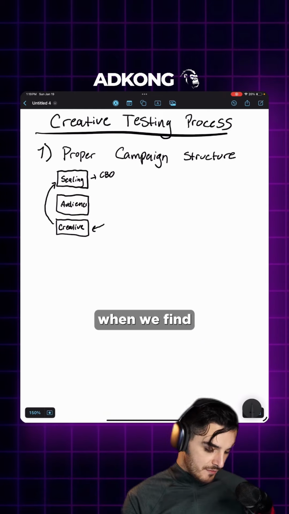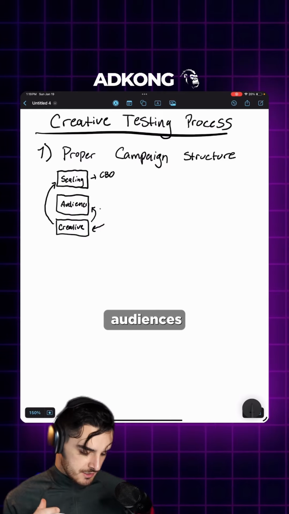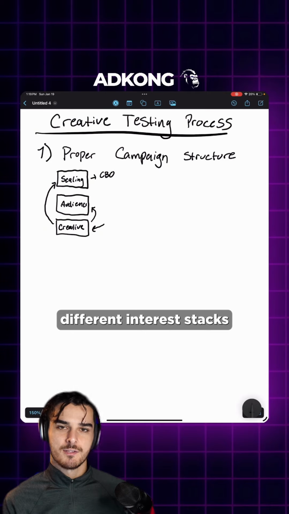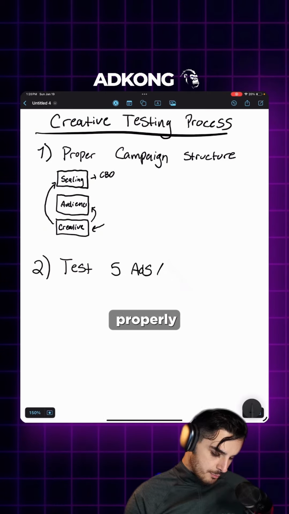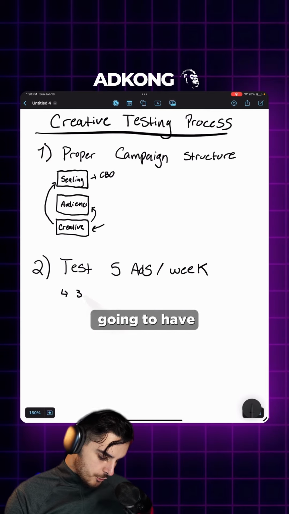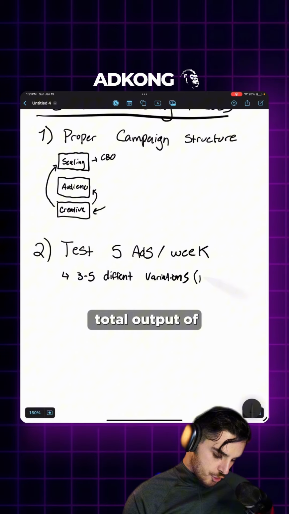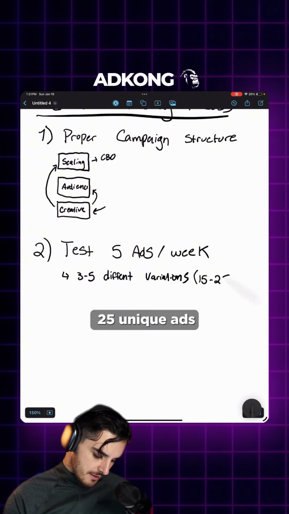Another thing we can also do is when we find a winning creative, we can push that into an audience testing. And here we can test things like lookalike audiences, broad targeting, different interest stacks, so on and so forth. Now, once we have that done properly, the next thing we're going to want to do is test around 5 ads a week. And it's important to note that each ad is going to have around 3 to 5 different variations, giving us a total output of about 15 to 25 unique ads.